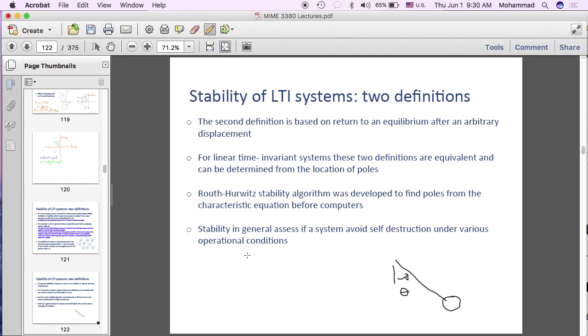So I believe it was 1/3 ml squared theta double dot plus b theta dot plus mgL theta equals T. This was for the stable case around theta equal to 0, and for the unstable case it was minus mgL theta equals T. And the rest was similar. That's what I remember. If you could just verify that by looking at your notes.